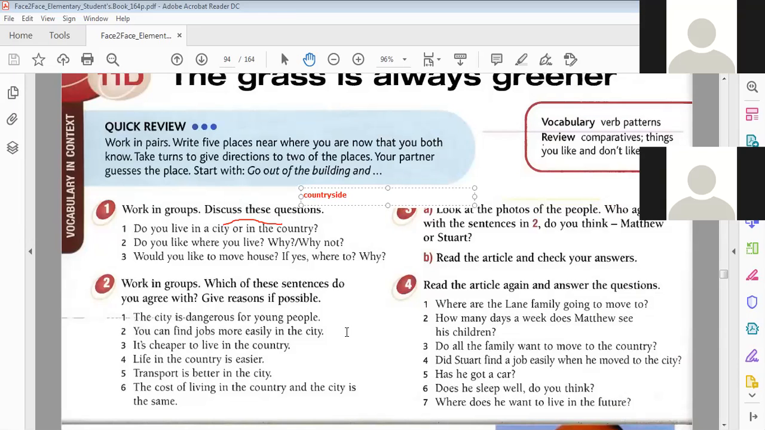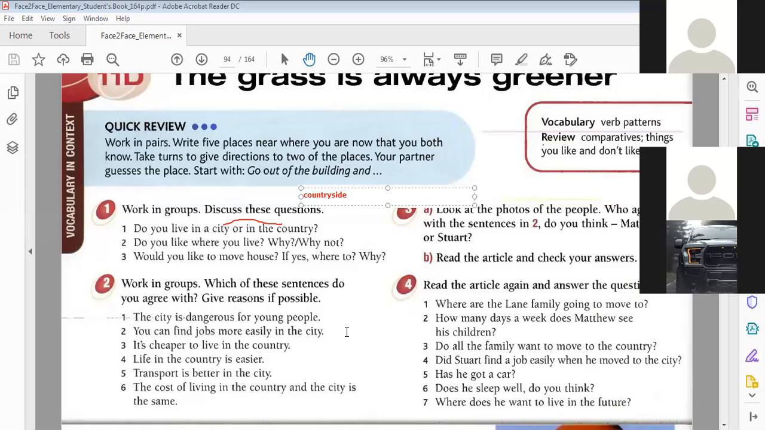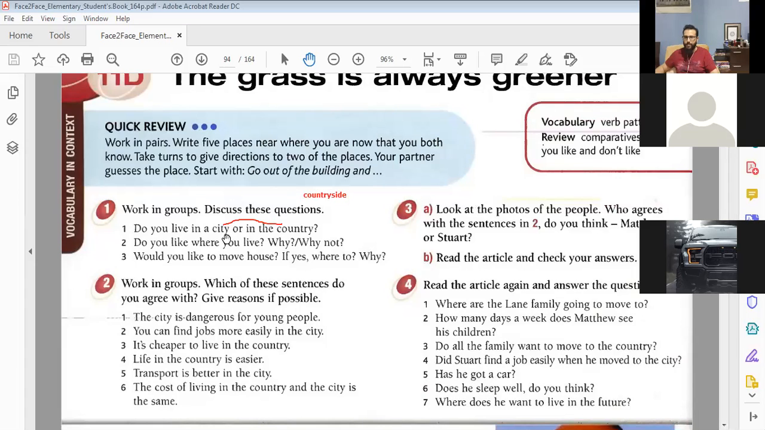All right, so who lives in the city and who lives in the country? What about you, Rashid? Do you live in the city or in the country? I live in the country. Yes. Okay. And do you like where you live, Rashid? Yes. Yeah, you like it? Why do you like it? Because it's not noisy in the night.